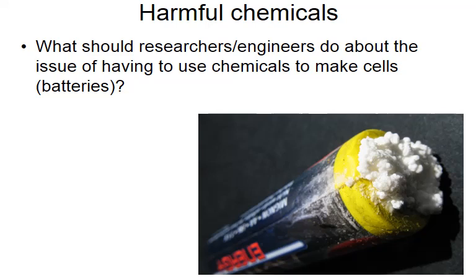So, you've probably seen batteries, cells that look like this, that are starting to wear away. Some of that acid is leaking. Some batteries are pretty nasty, and that's a big issue. What should engineers, researchers do about these chemicals in the batteries? And so some of the things that they're considering, or that they have done over the years, is use materials that are less harmful to the environment.